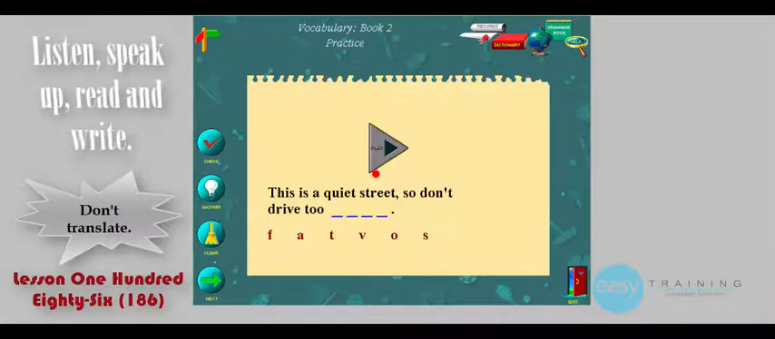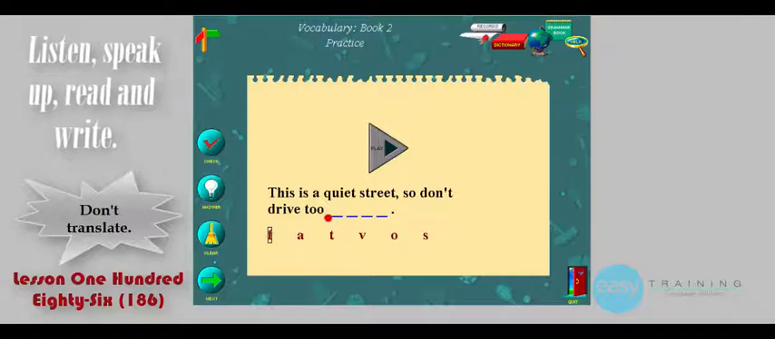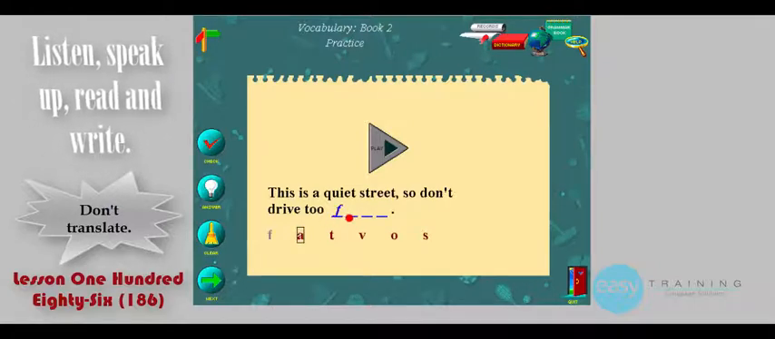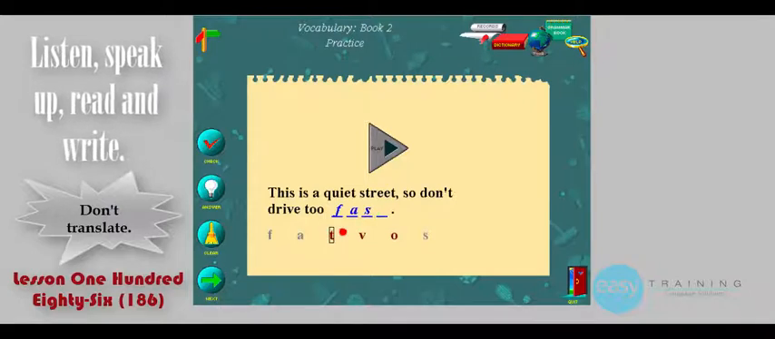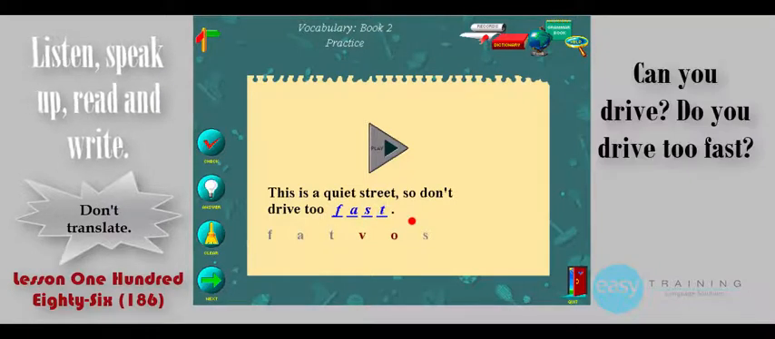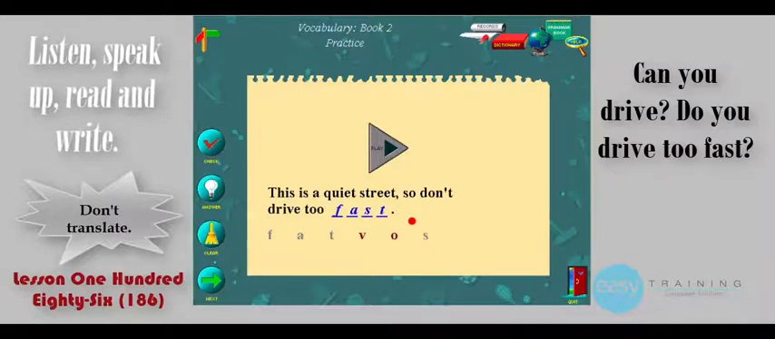How do you spell fast? F-A-S-T. Can you drive? Do you drive too fast?